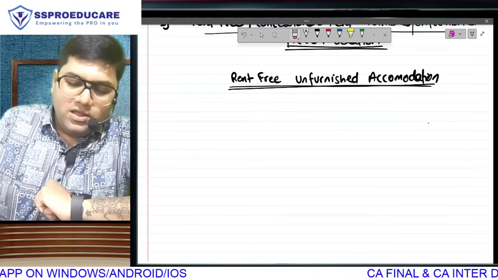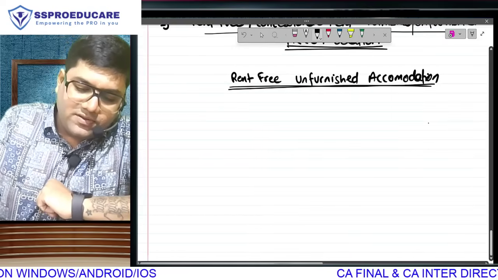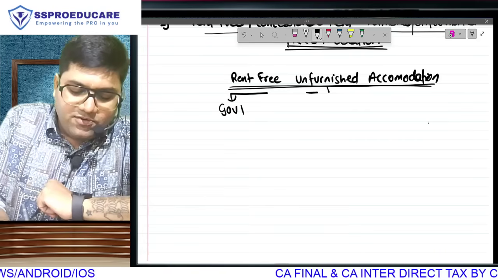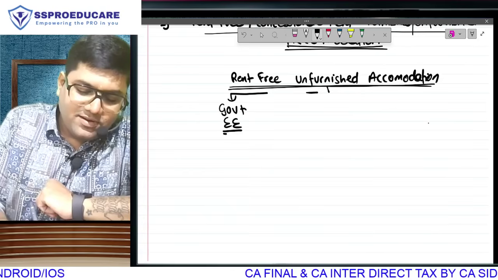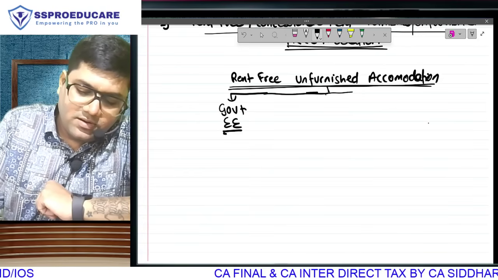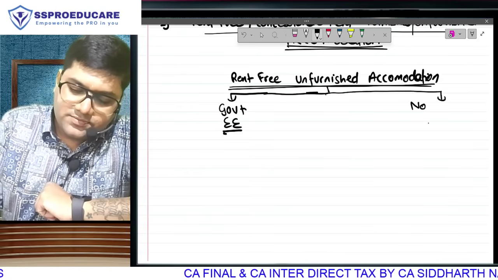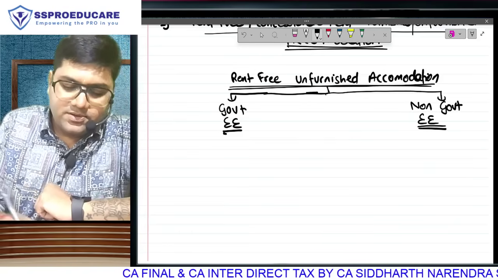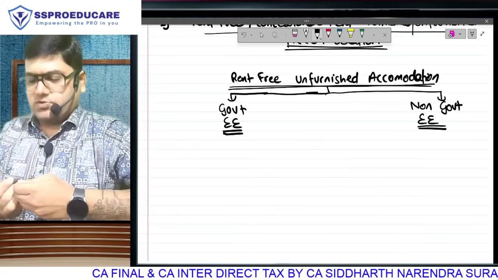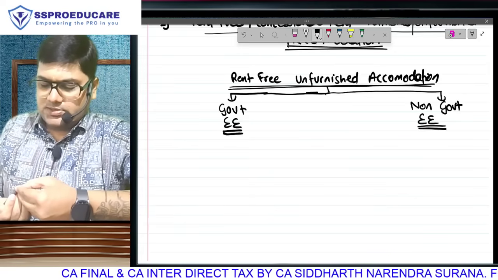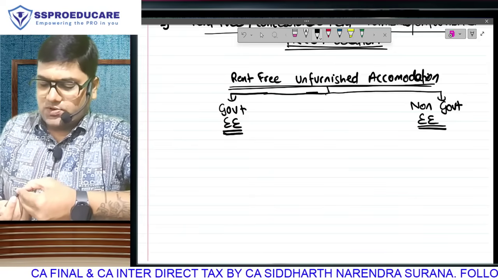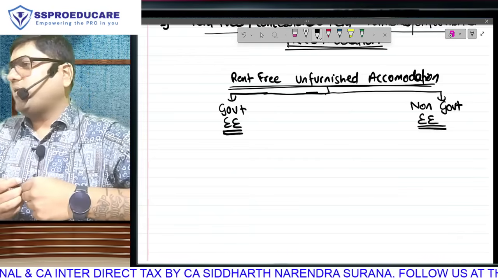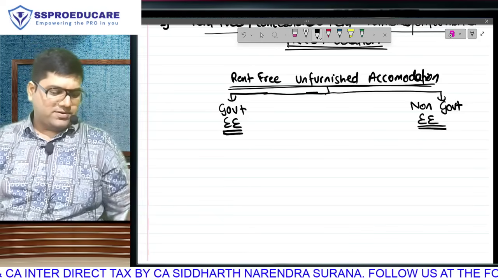Everyone is with me? You will have to check whether this employee is a government employee or a non-government employee. See, for non-government employees, whether employers give a house or not is questionable. Some employers may, some may not. But as far as government employees are concerned, they are always given quarters.